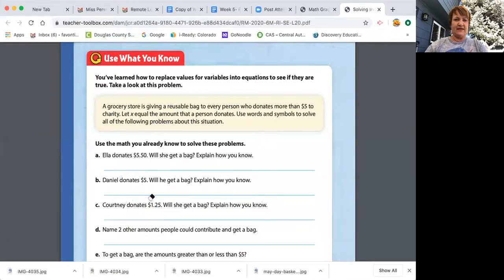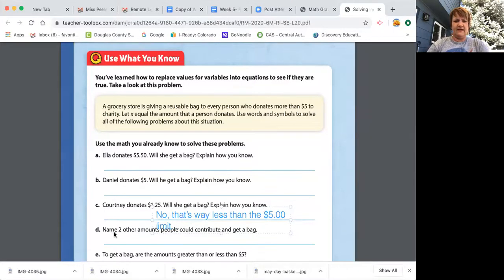All right, ready? Now letter C, Courtney donates $1.25. Will she get a bag? No. That's way less than the $5 limit, right? Or cap or something. That's way less than the $5 limit. Wouldn't you guys agree?